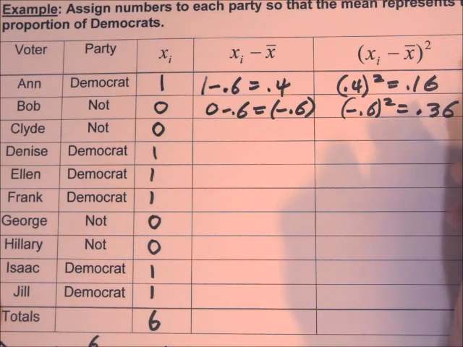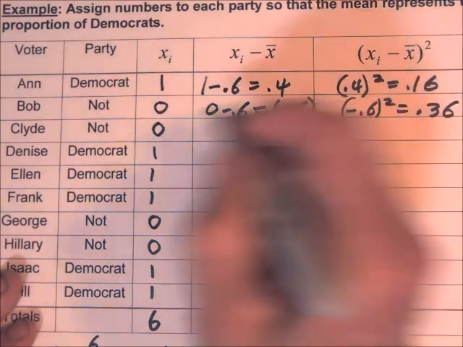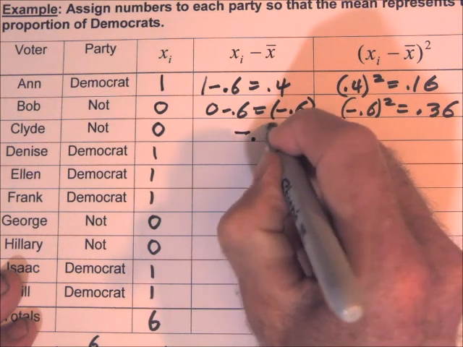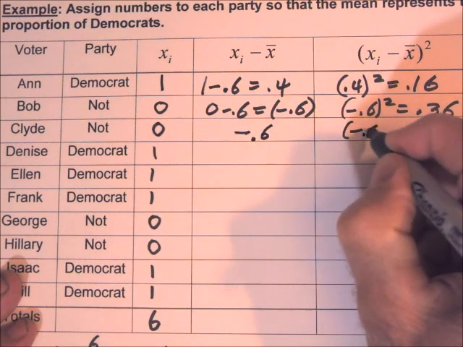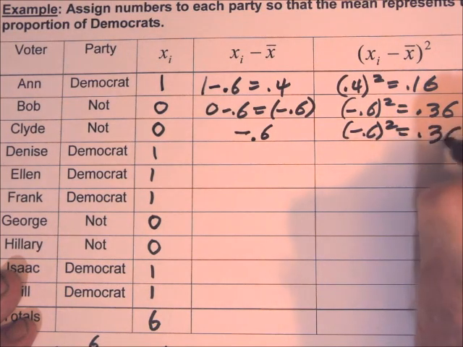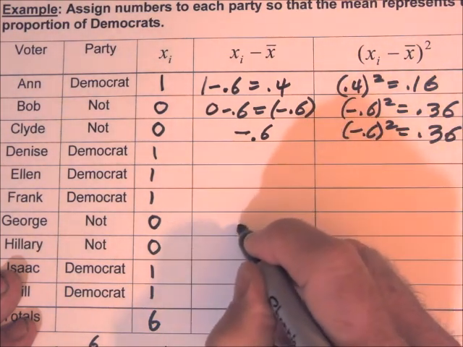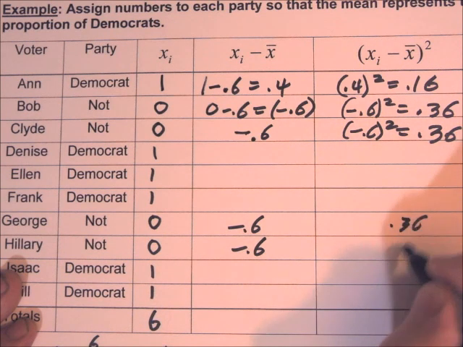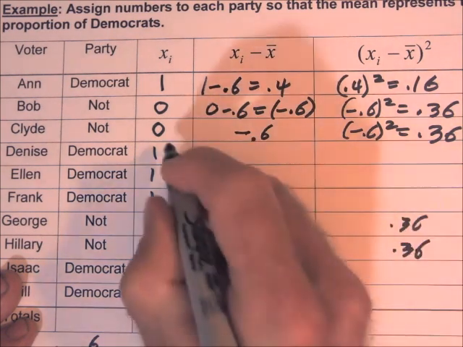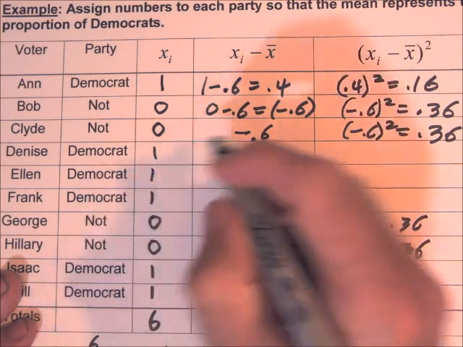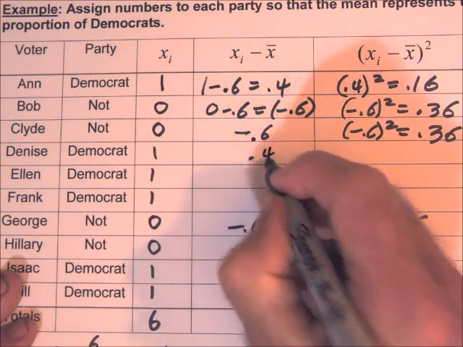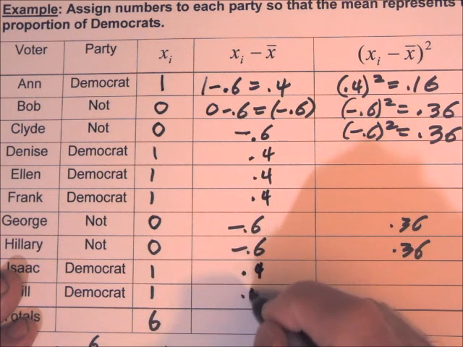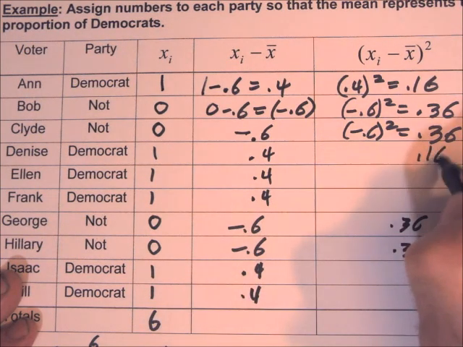So each of these with value 0 are going to be negative 0.6 squared. So these are all the same. Negative 0.6, negative 0.6, 0.36, 0.36. And if the variable is 1, these are all going to be 0.4 squared. So these are all 0.4, and then square it, you get 0.16.